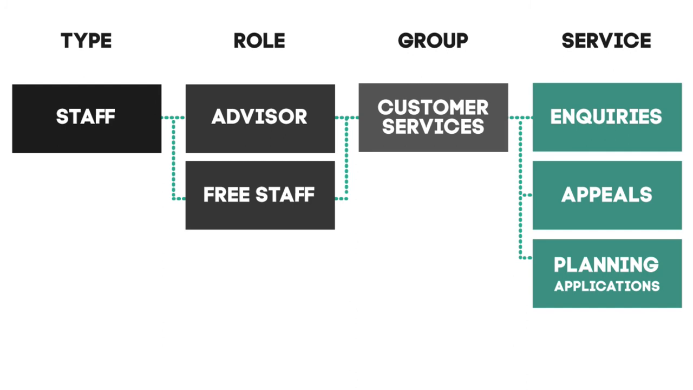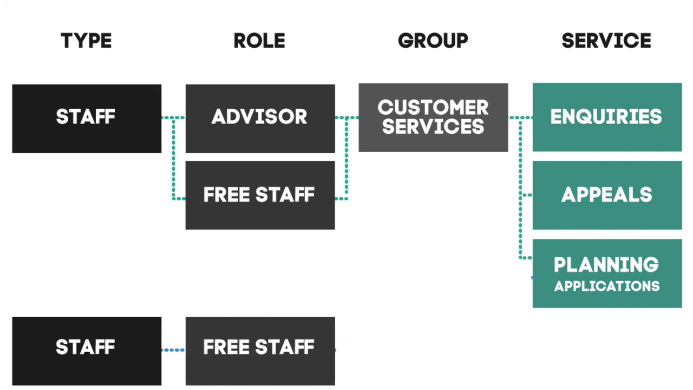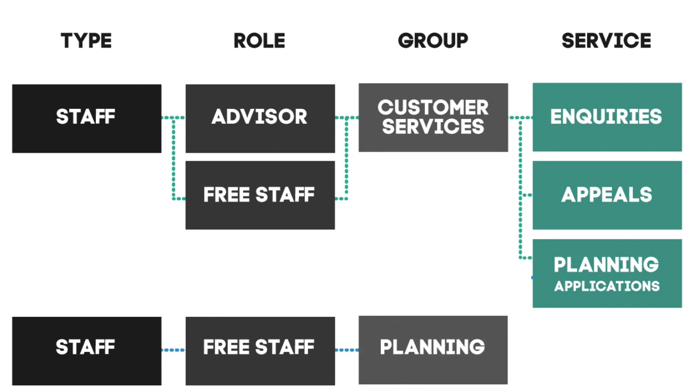The main difference between advisors and free staff is the ability to update customer records and data. Next, we can add another member of staff who also has a free staff role, but they belong to a new group called planning. This group can only see cases to do with planning applications. So although in this instance they're of the same type and role as the free staff role in customer services, as they're within a different group, they are restricted to the different types of cases they can see.